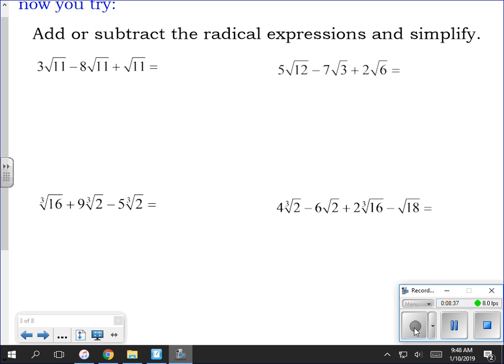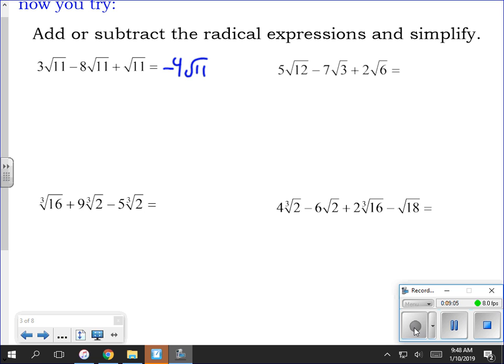Okay, let's go ahead and do these. First one's easy. They're already all like radicals. They're all the square root of 11. Can't do anything. So 3 minus 8 is negative 5. Negative 5 plus 1, negative 4 root 11. The next one, they're not like radicals. I cannot simplify the square root of 3. I cannot simplify the square root of 6. I can, however, simplify the square root of 12.